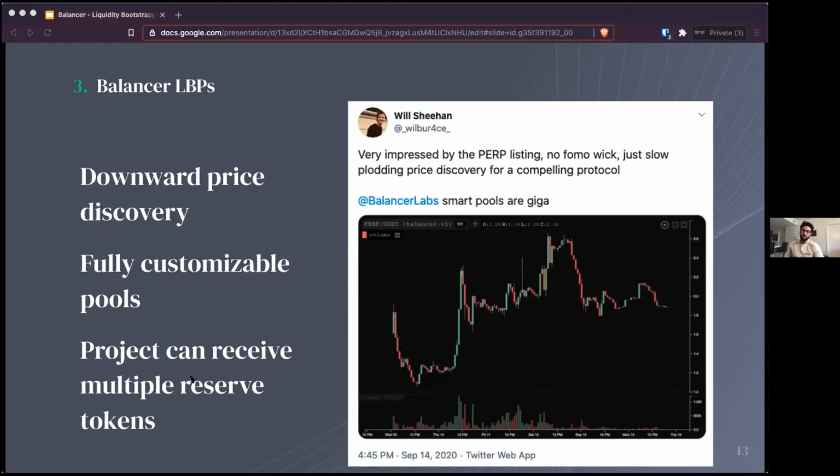So this is what Perpetual Protocol did when they did their LBP on Balancer. This is a chart here of what that sale looked like. Very different from what you saw on the UMA chart, where the price had spiked up and crashed. This kind of comes down, finds some support, and goes through a pretty calm and smooth process of finding what the market believes this token is worth.